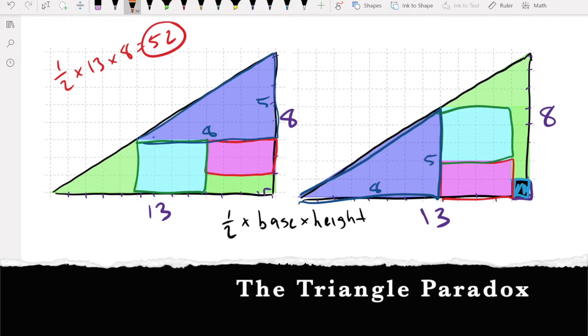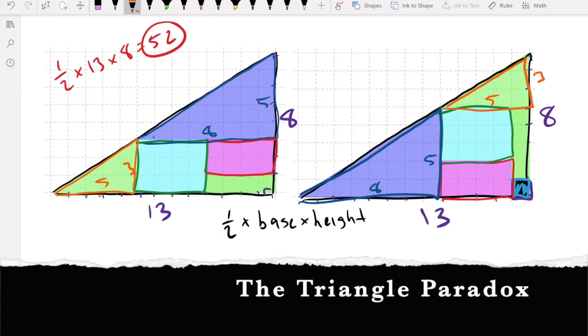And then finally, this green triangle here, it's a 1, 2, 3, 4, 5 base and a 3 height. And so is this one. It's 5 base, 3 height. So this first triangle just got rearranged to make the second triangle.